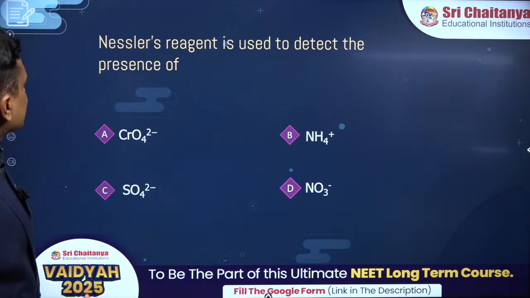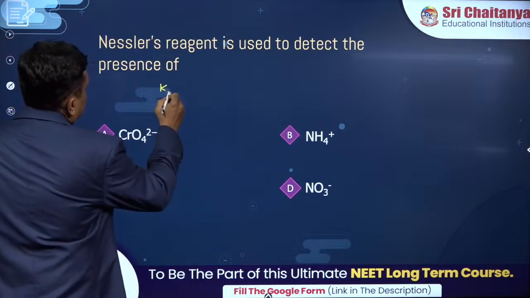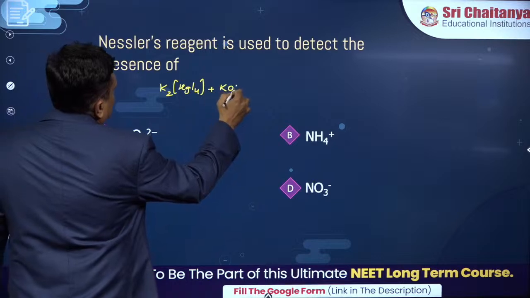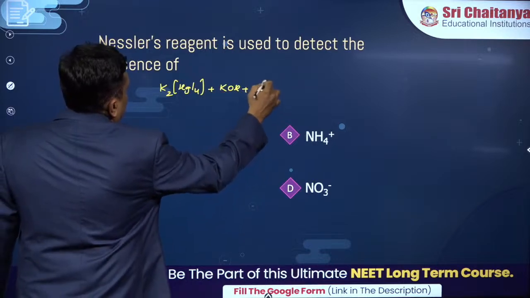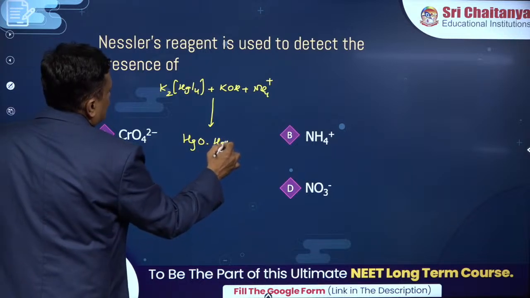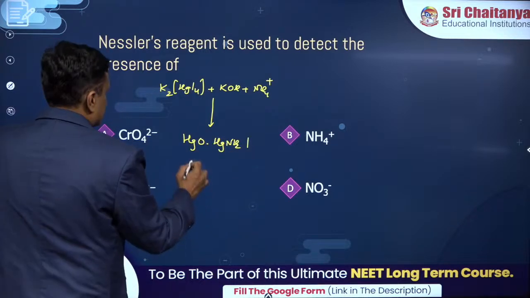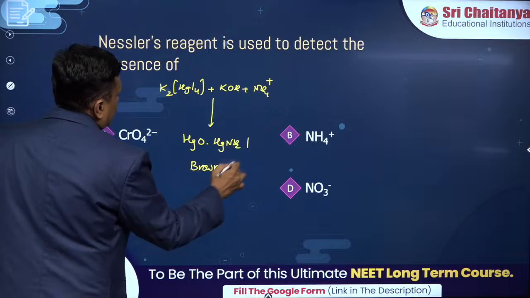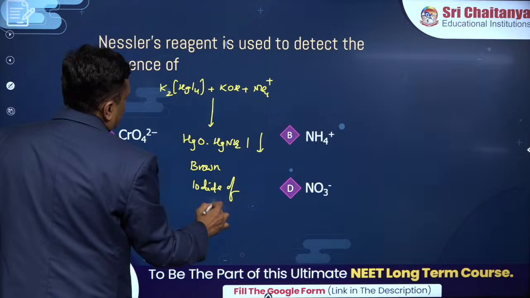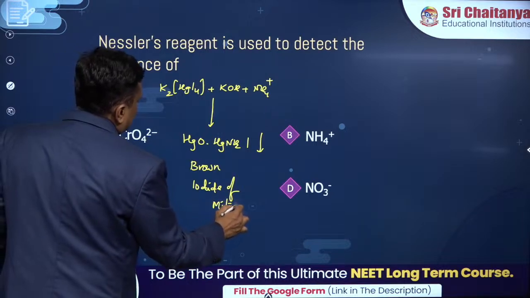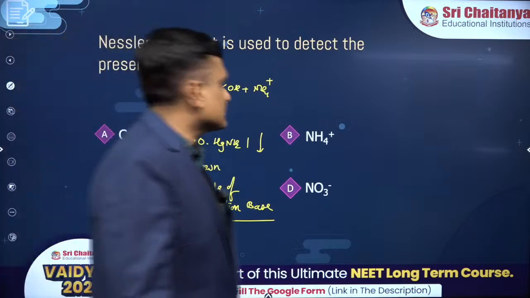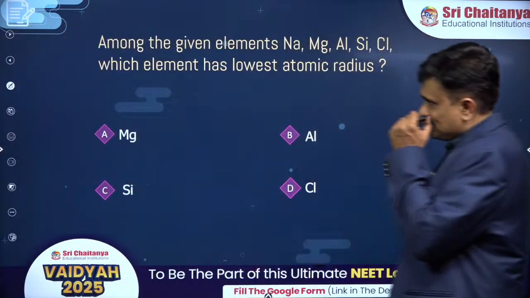Okay, so Nessler reagent, you know that K2HgI4, straight question, plus KOH, when treated with ammonium, you will be getting HgO.HgNH2I, alright, which is a brown precipitate, iodide of Millon's base. In books it is also given as Millon's base. Doesn't make any difference, it is used for the estimation of ammonium ion, right?